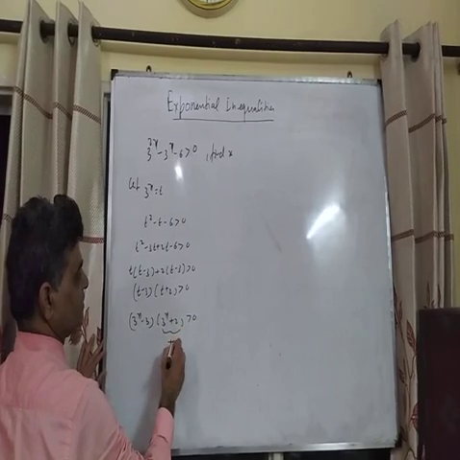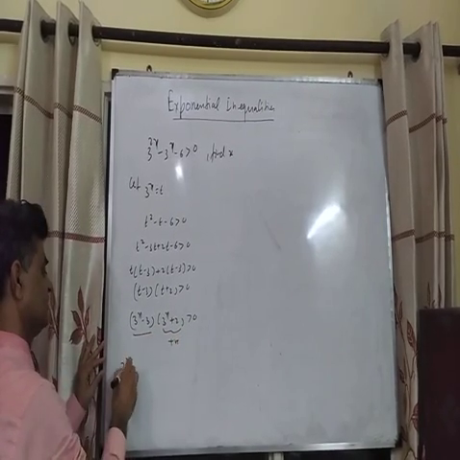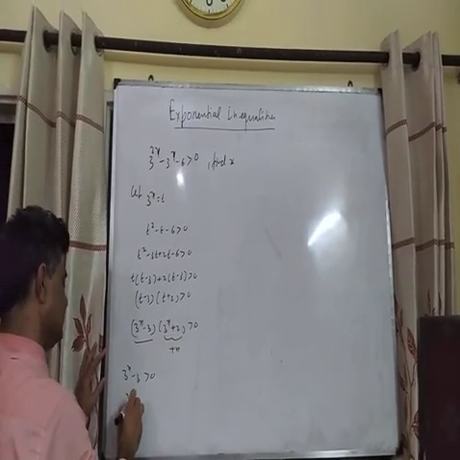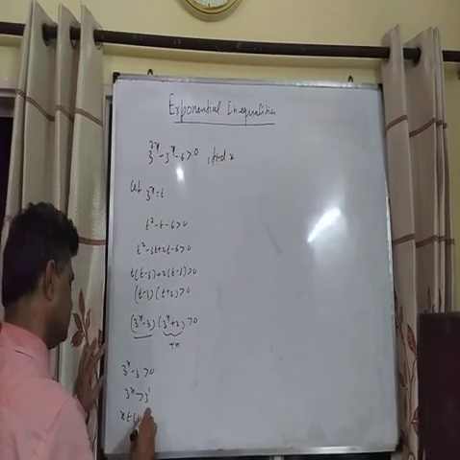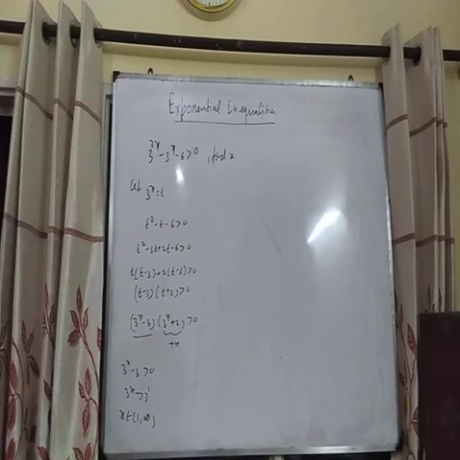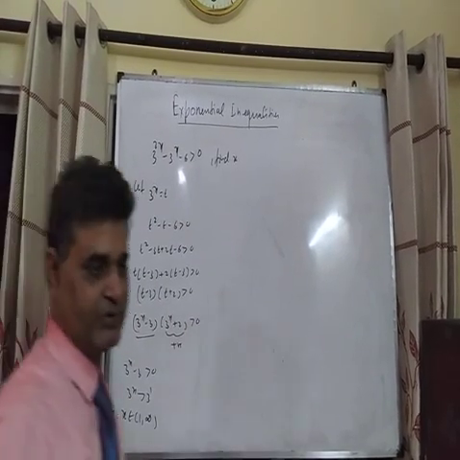So this one is always positive, so this has to be positive. So 3 to the power x greater than 3 to the power 1. So x is from 1 to infinity. So this is the solution of this question. Now we are moving to the next question.